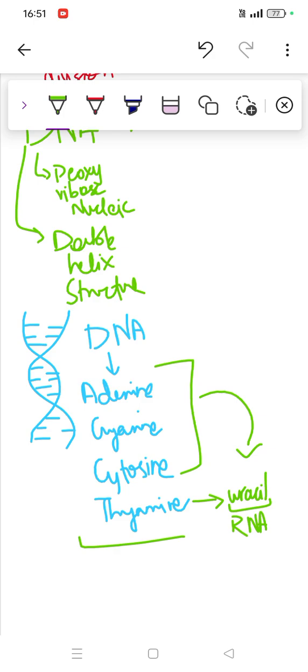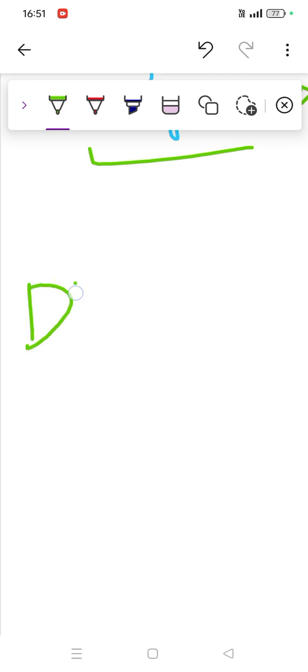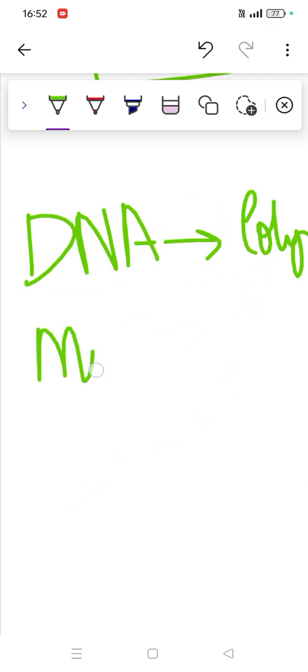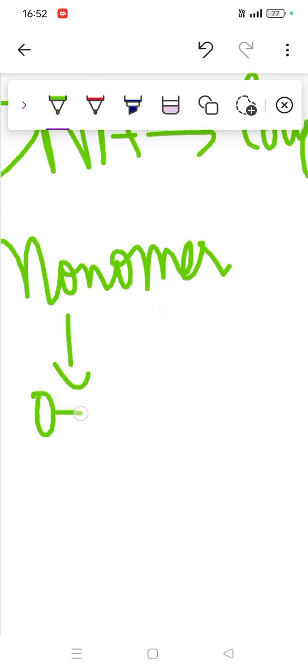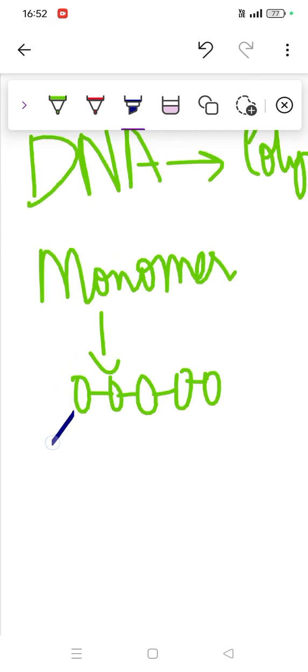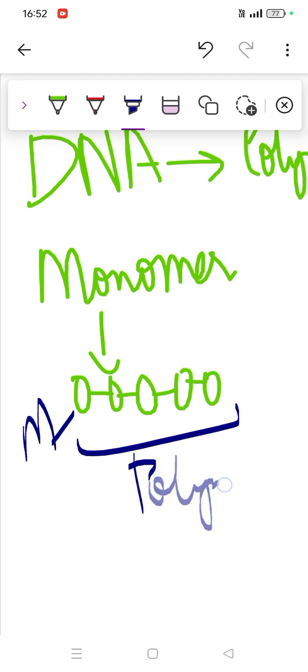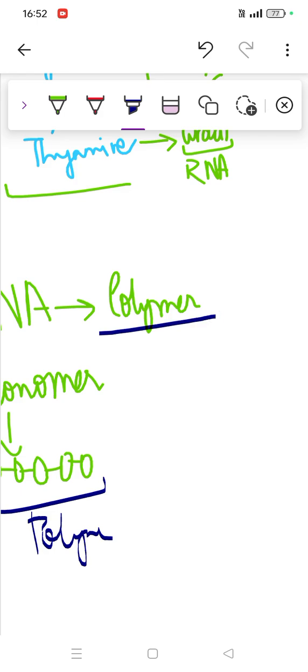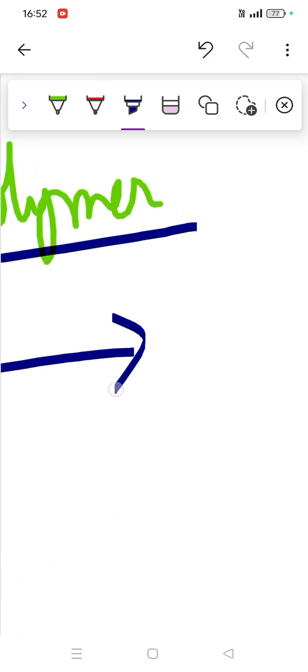DNA is called a polymer. What is a polymer? A polymer simply means monomers combined. If this is the monomer and a chain of monomers is formed like this, a big structure is formed. This one is the monomer, and this entire chain is called a polymer. So DNA is a polymer, and the monomer of DNA is called a nucleotide.